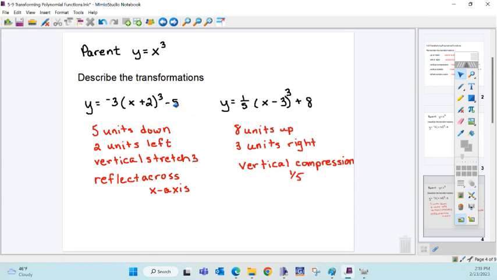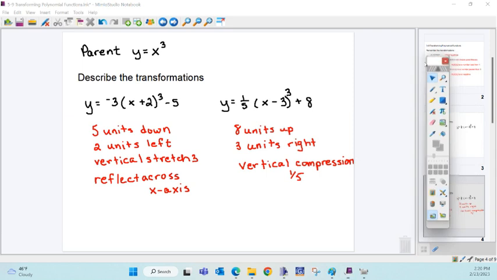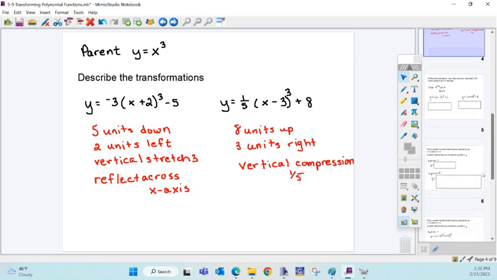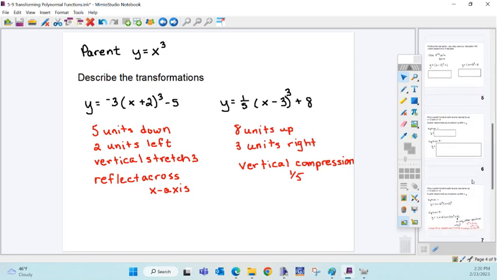Yeah, we spent a long time with this. I know you weren't here for that, but hopefully it's something you can pick up pretty easily. Yeah, I studied up, down, right, left, reflections across the x-axis or y-axis. I just didn't do stretch or compression.